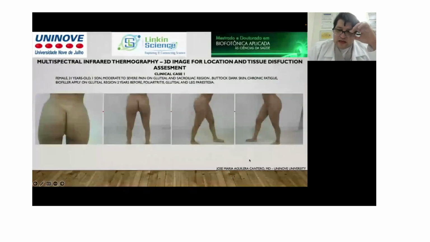This is an example. I brought you 3 examples of 3 cases. This first patient has come for a very severe pain with polyarthritis and gluteal leg paresthesia, also a myoparesis of the lower limbs.